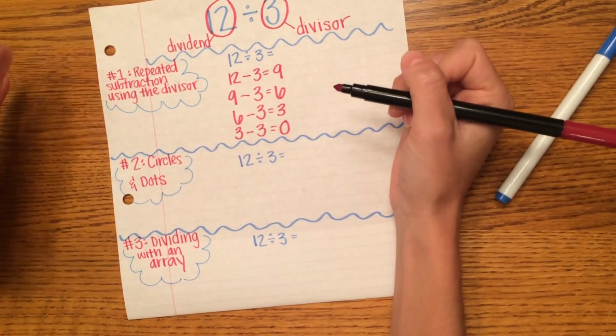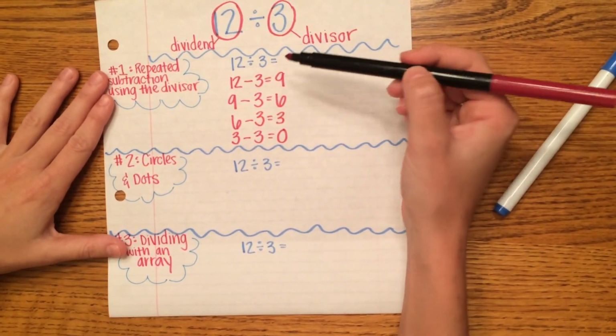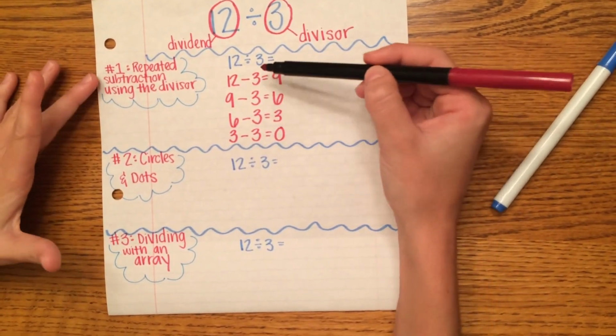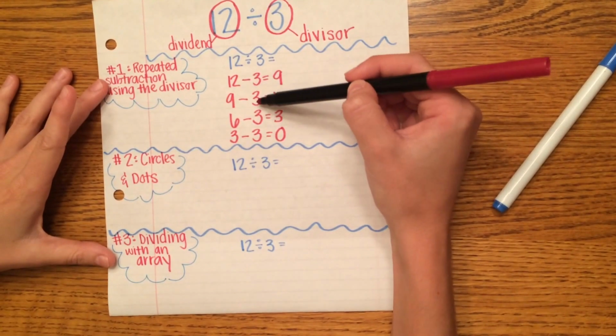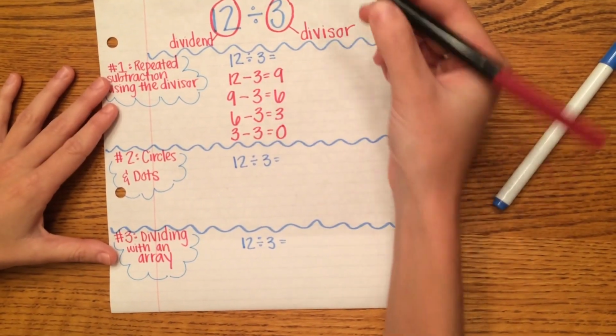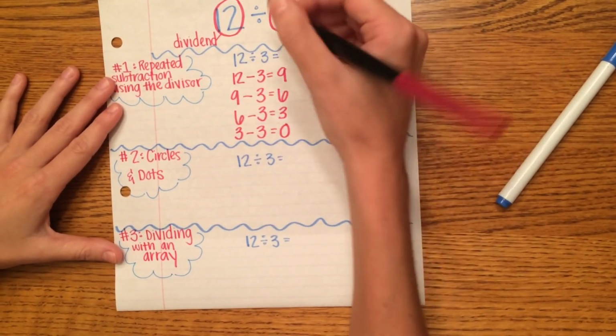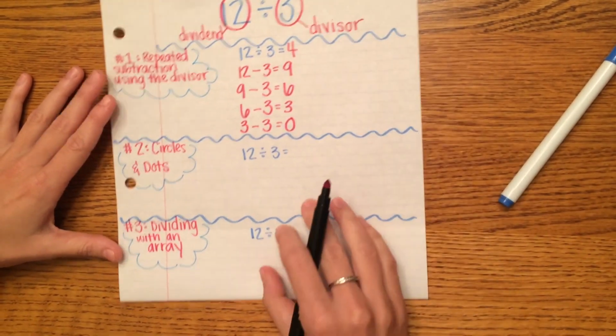Once I get to 0, I know I can stop. Then I need to go back and count. How many times did I subtract by 3? 1, 2, 3, 4. Therefore, my answer, 12 divided by 3, is 4.